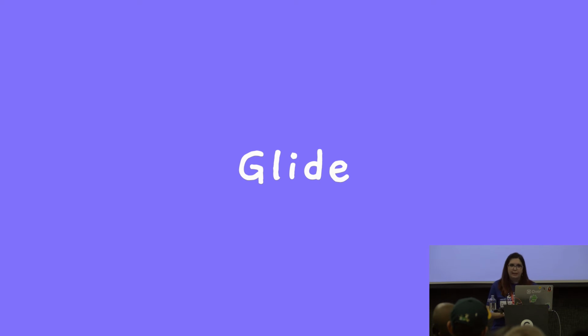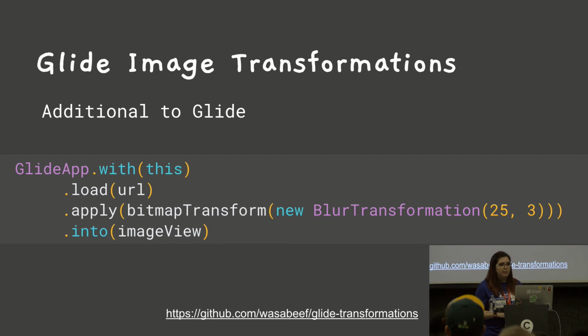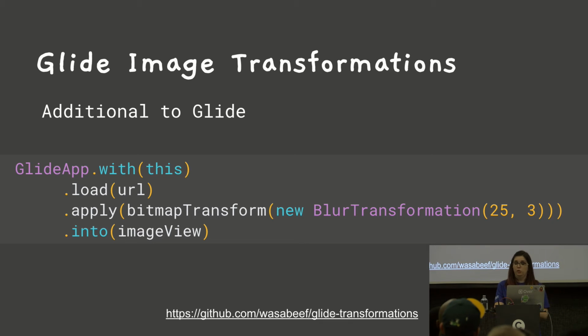Okay, cool. So let's talk a little bit about Glide and what you can do with Glide image processing. There is a great library online called Glide Transformations by Wasabi. I don't know how to say that. But basically, with Glide, you can just say, load the image and apply this certain effect. So I can apply a blur, I can apply, there's a whole bunch, like grayscale, that kind of thing. So this is really, really great and super easy to use.